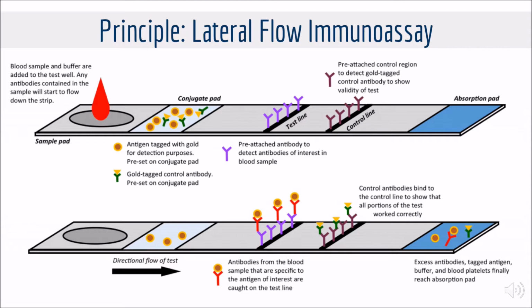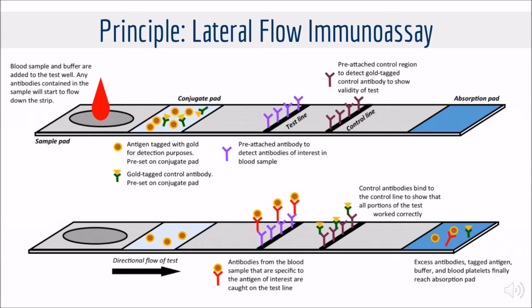It consists of a sample pad where blood sample and buffer are added to. There is a conjugate pad, consists of preset antigen tag with gold and gold tag control antibody. There is a test line which consists of pre-attached antibody to detect antibodies of interest in the blood sample. At the control line, there are pre-attached control region to detect gold tag control antibody to show validity of test. Basically, a quality control to see if the test works well or not.